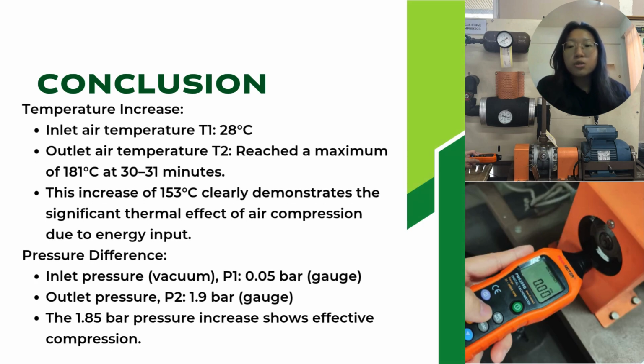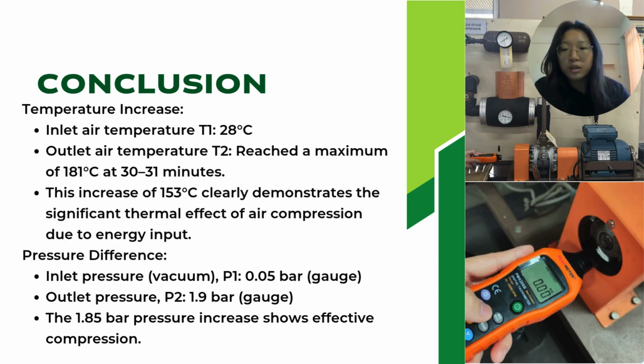So the temperature increased. For example, the inlet air temperature T1 is 28 degrees Celsius, and the outlet air temperature T2 reaches a maximum of 181 degrees Celsius at 31 minutes. So this increase of 153 degrees Celsius clearly demonstrates the significant thermal effect of air compression due to the energy input.